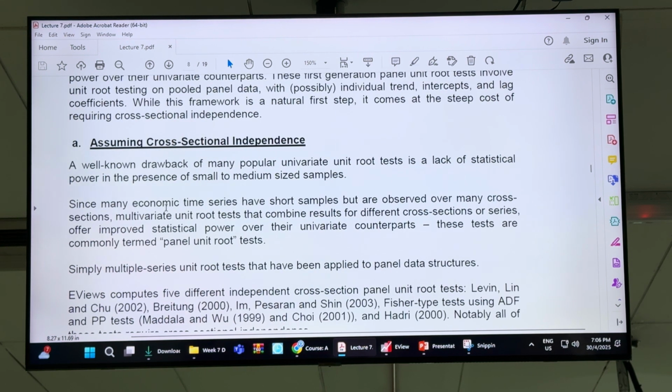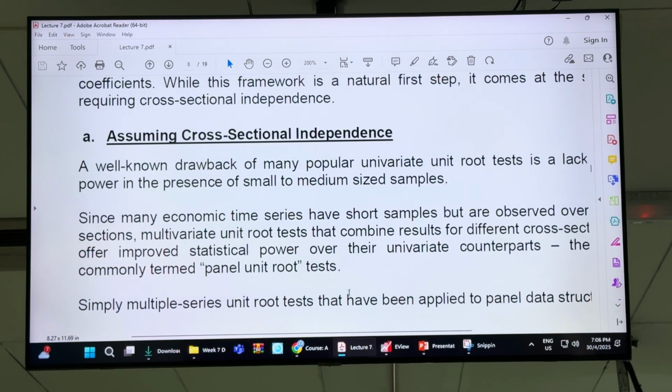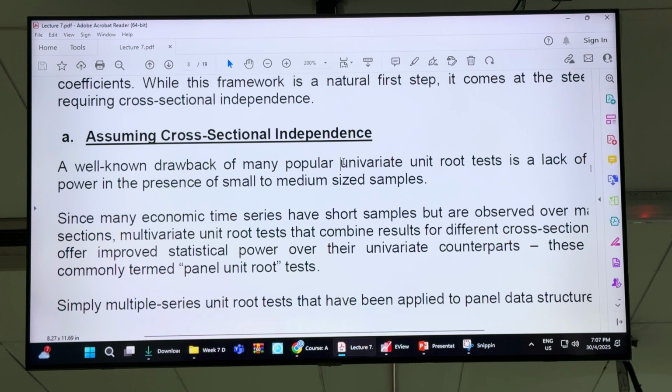So there is a drawback with this conventional panel unit root test. Why don't we want to use the conventional one? Go back to the univariate. What is univariate? Univariate is like the time series. Because, for example, you have 10 firms. Can I ask you to estimate individual investment? Can you tell me which firm's investment series is I(0)? Can you tell me that?